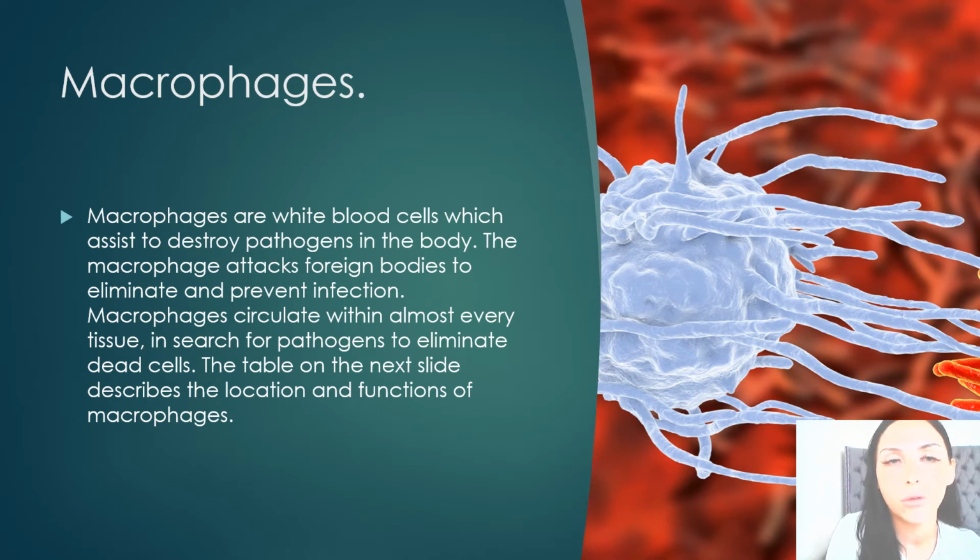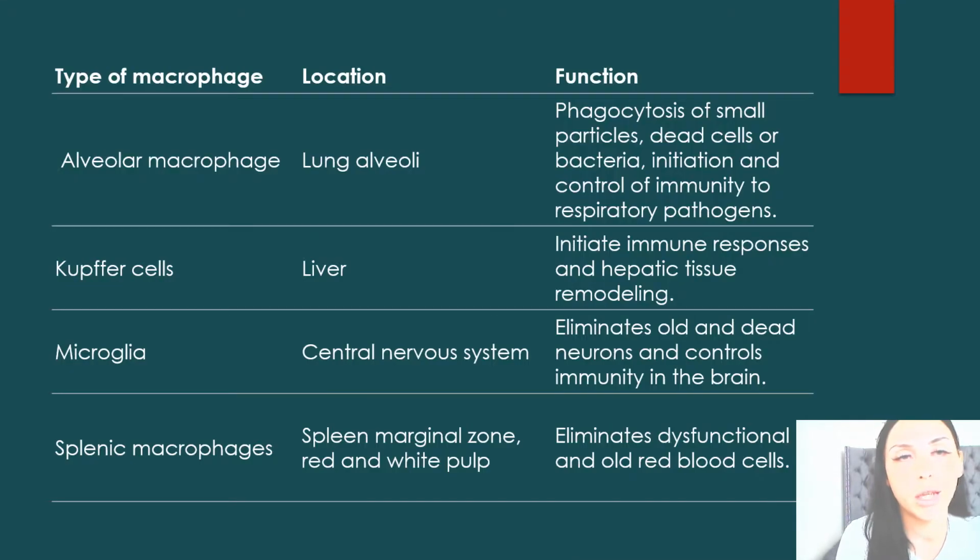Macrophages. So macrophages are white blood cells which assist to destroy pathogens in the body. The macrophage attacks foreign bodies to eliminate and prevent infection. Macrophages circulate within almost every tissue in search for pathogens and dead cells to eliminate. The table on the next slide describes the locations and the functions of macrophages. So here we have 4 types of macrophages with their locations and functions.